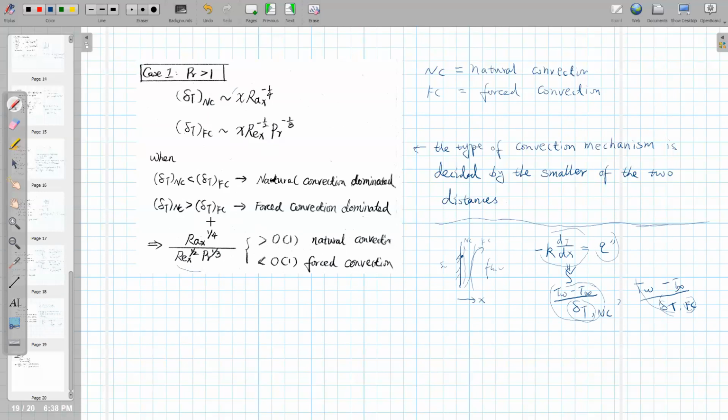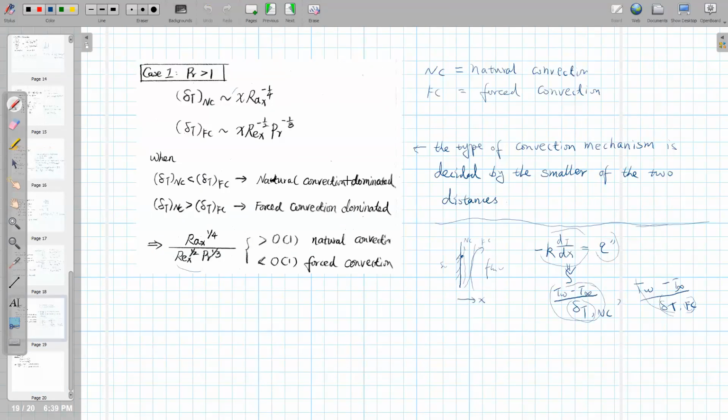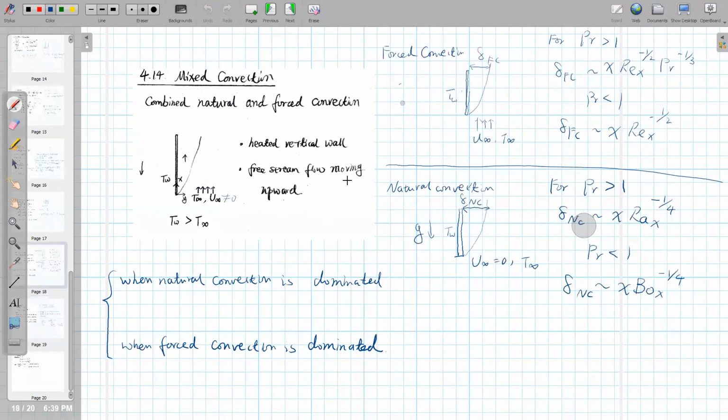This is the case when you have a Prandtl number larger than 1. For the cases of Prandtl number smaller than 1, it follows the same idea, but we have different correlations for the boundary layer thickness for natural convection and forced convection. You can compare these two to see whether natural convection or forced convection dominates. Just by comparing the boundary layer thickness, you can know which mode is important.